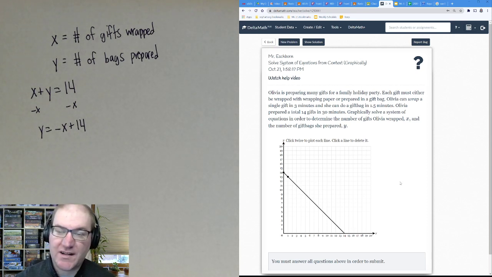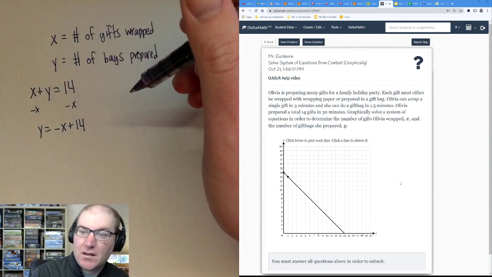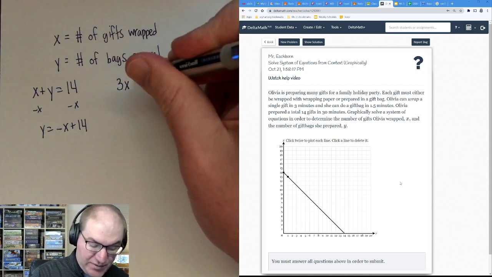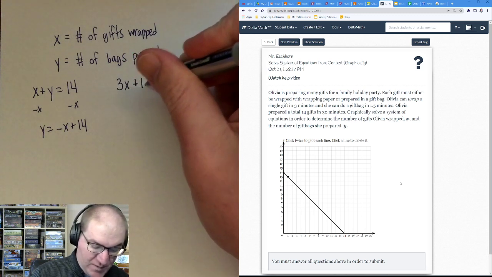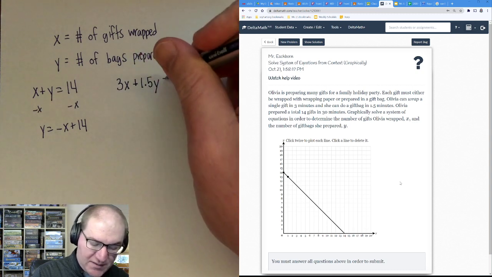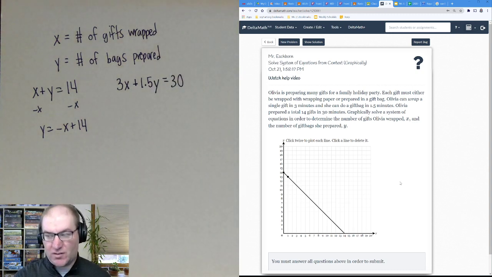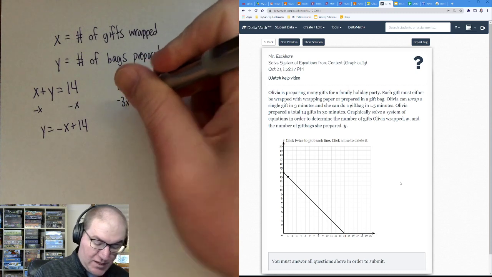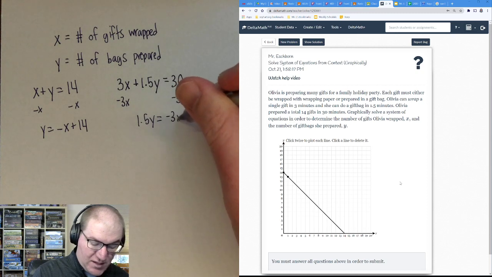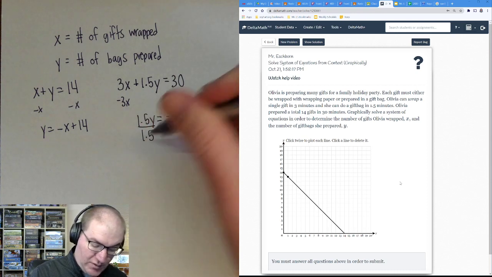All right, now let's deal with the second fact they told us, which is it took her 30 minutes to do this. It takes her 3 minutes to wrap x gifts, plus it takes her 1.5 minutes to prepare y bags. And altogether, she spent 30 minutes on this. So let's solve this equation for y. Let's do minus 3x to both sides. We're going to get 1.5y equals negative 3x plus 30. And then we need to divide everything by 1.5.